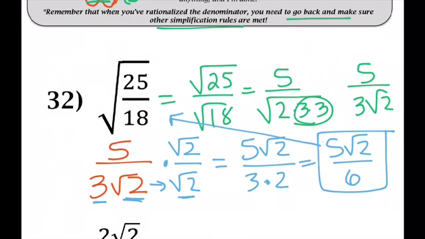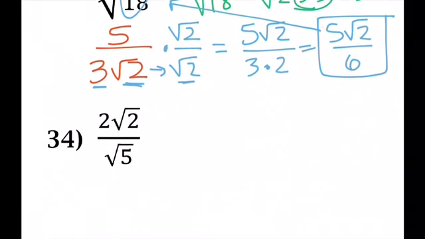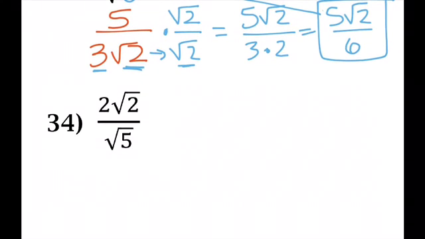You see, the original was a problem because it had a fraction in the radical, and that's against the rules too. Okay, let's try another one, number 34.